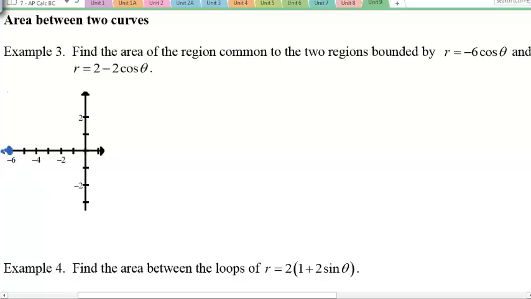What is up with this? Okay, my pen seems to be... Anyways, draw it. Okay. And then the other one, 2 minus 2 cos theta.